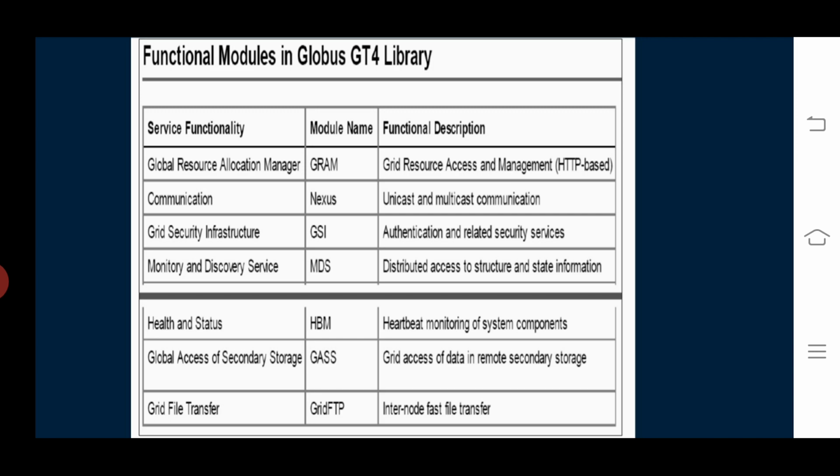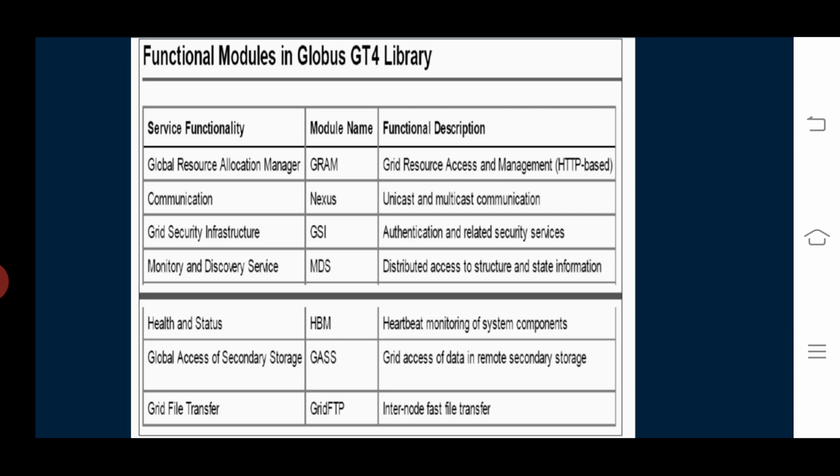Okay, shortcut. And what is the functional description here? Grid resources accessing and management, like hypertext transfer protocol based. And one more service functionality is communication. The module name is communication Nexus. The functional description is unicast and multicast communication. Uni, as the name itself says, means single cast, and multicast communication means more than one cast communication.